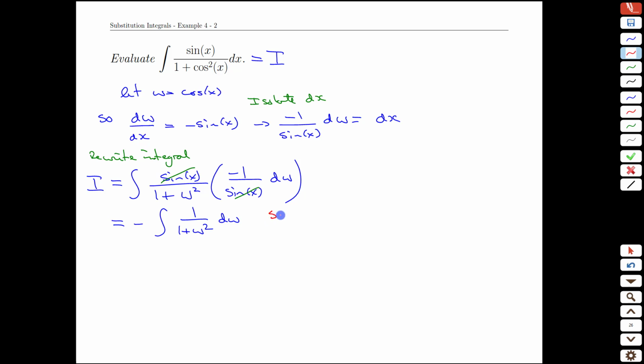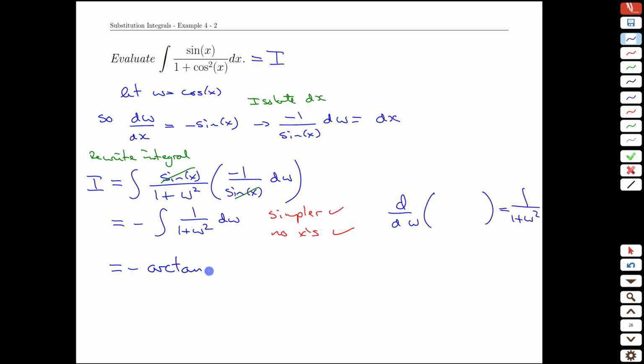We do our little check. This is definitely simpler, and it has no x's anymore. Perfect. The question is, do you remember what you can differentiate? What do you have to differentiate with respect to w to get 1 over 1 plus w squared? Think about it for a moment. If you don't have it handy, look back in your tables.